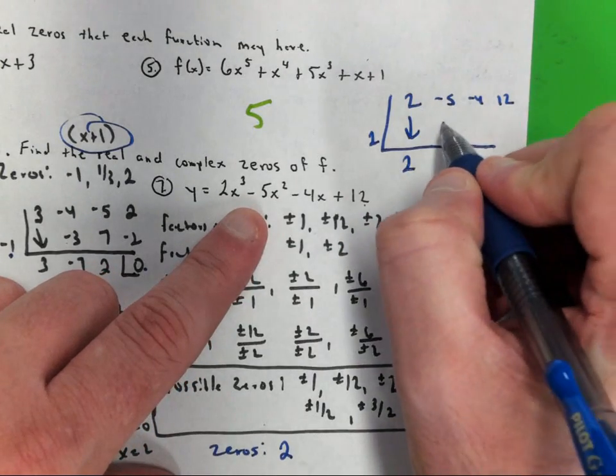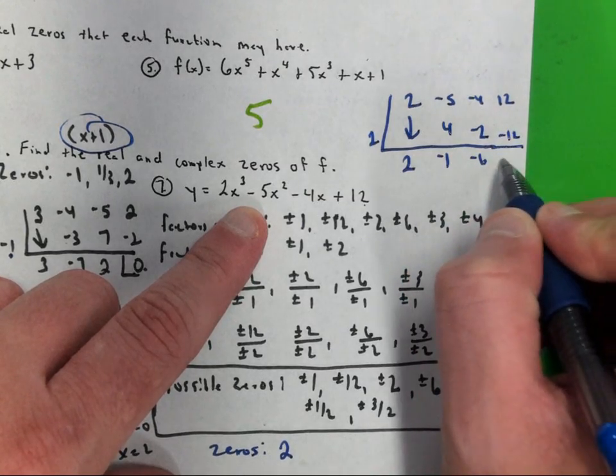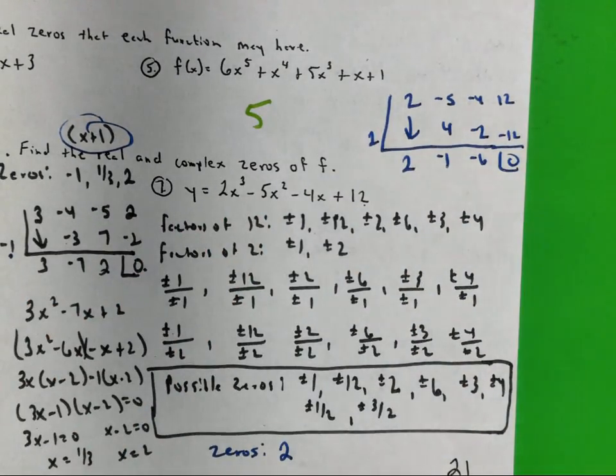Two times 2 is 4. I got a remainder of what?